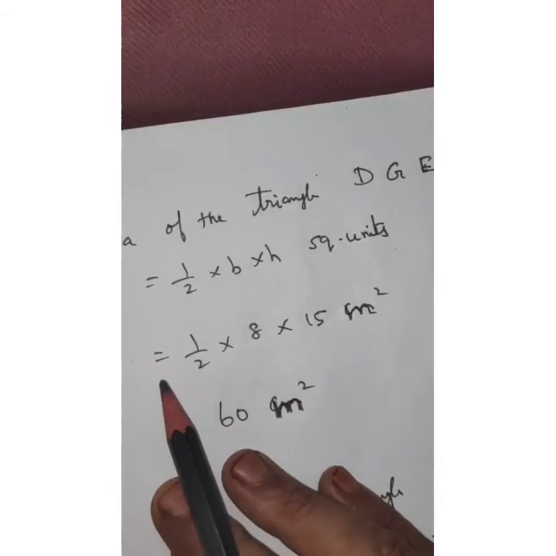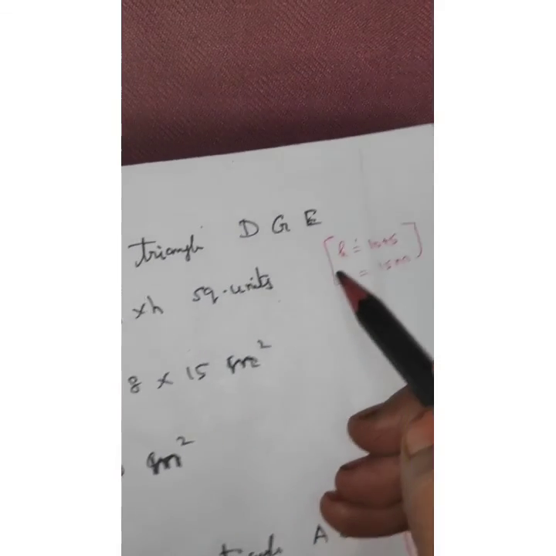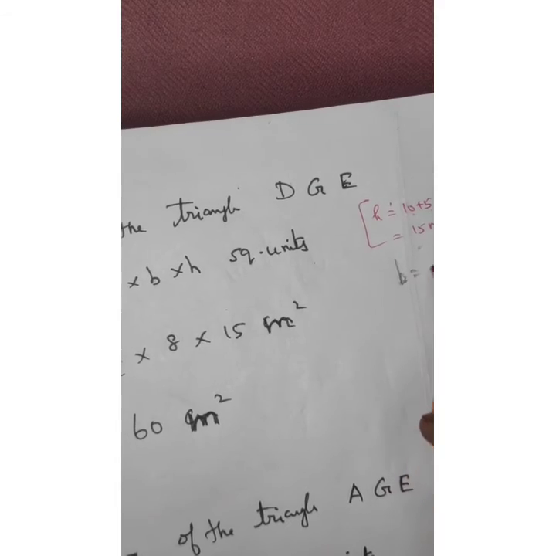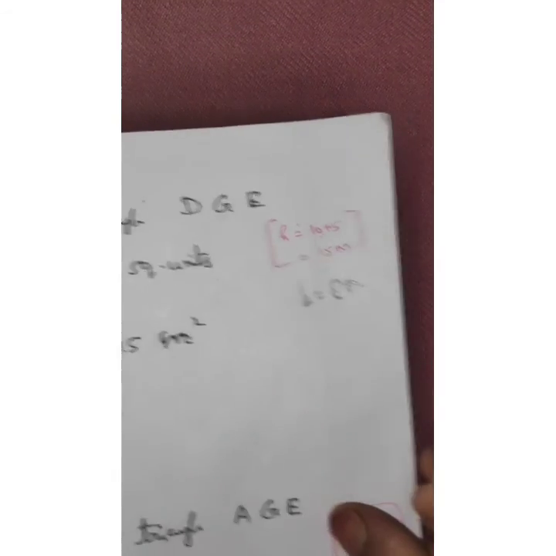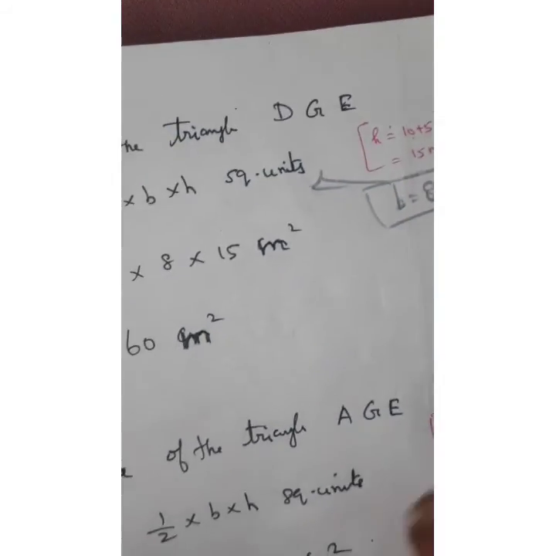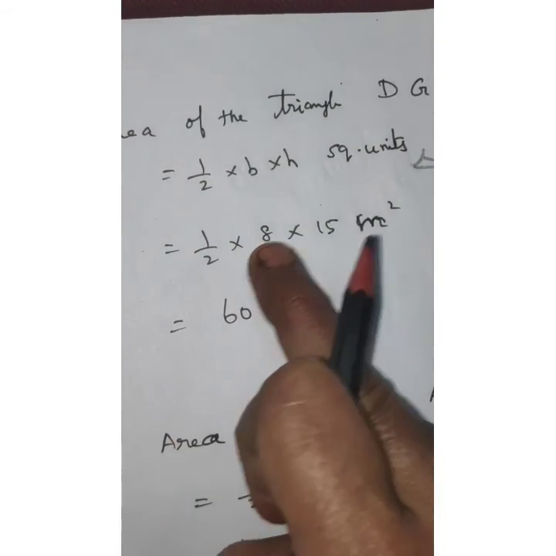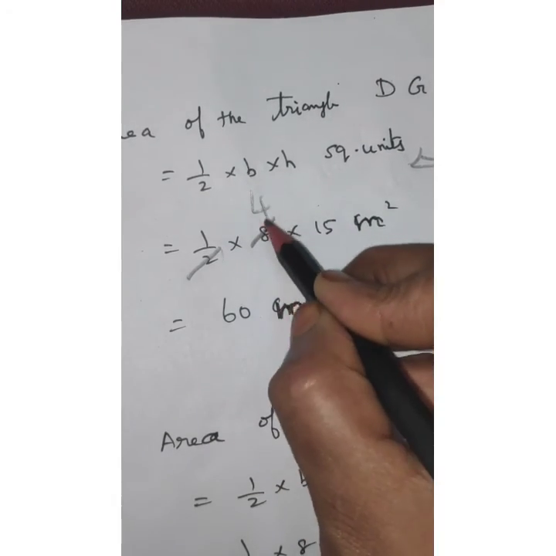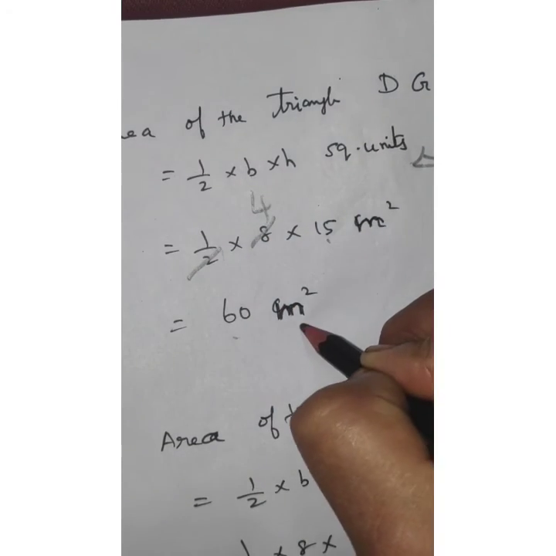The third triangle: area of the triangle DGE equal to 1 by 2 into B into H. H value equal to 10 plus 5 equal to 15. B equal to 8 meter. Substitute these two values in the formula and find the answer. 1 by 2 into 8 into 15 meter squared. 1 2 is 2, 4 2s are 8, 4 15s are 60 meters squared.